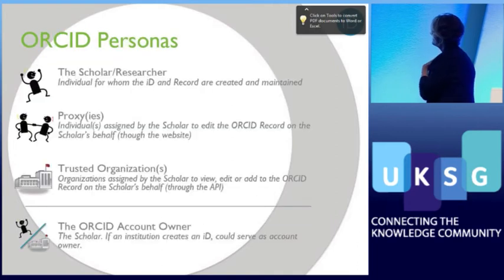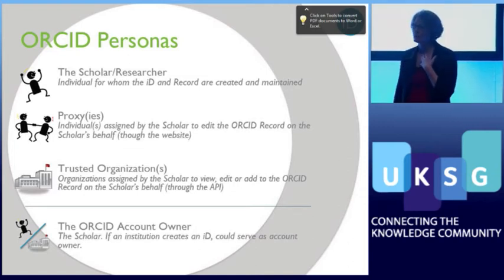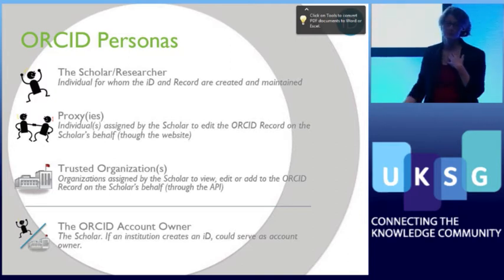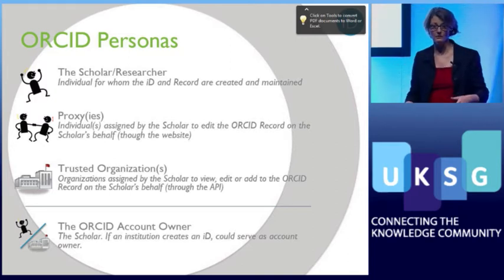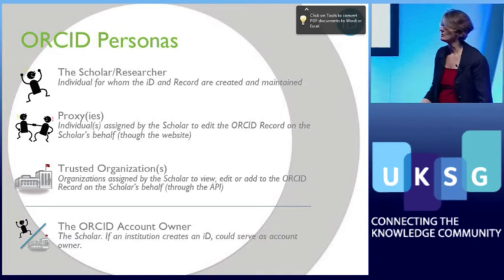So who do we have in ORCID? We have the individual, we have their proxy, somebody they assign. We have trusted organizations, these are members. And we also have the account owner, which is usually the individual, but can also be the trusted organization when they first create a record. So this is going to be helpful when we go through these couple use cases.